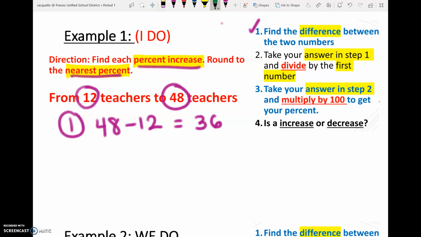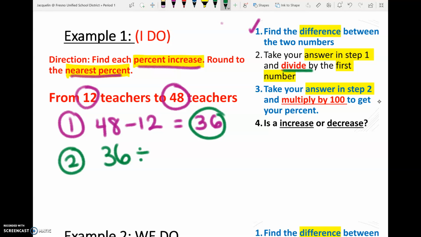Let's take a look at step 2. Now in step 2, take your answer in step 1. We're going to take 36, which is this one here, and we're going to divide by the first number. And which one's the first number? Is it 48 or is it 12? I can tell you that it's going to be 12 since that's the first number. So 36 divided by 12 equals 3.